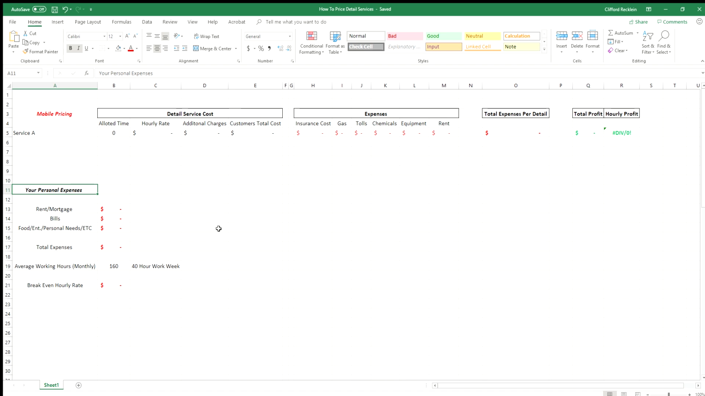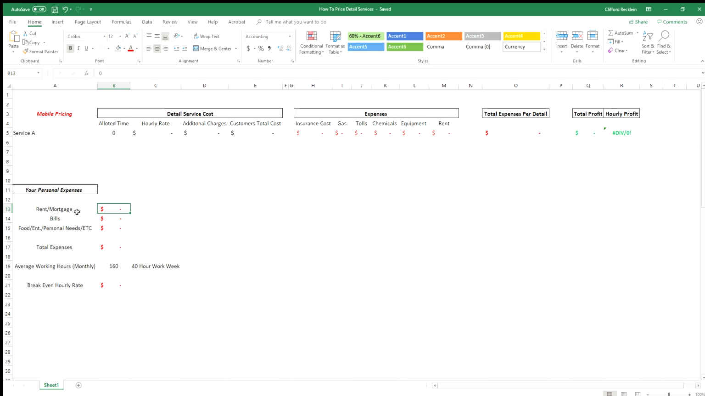How much are we spending every month? So you're going to see here you have your personal expenses, and it's broken down to rent or mortgage, bills, food, entertainment, personal needs, etc. Now there may be other things that go into play for your personal expenses, but this is just more or less a generic way of breaking them down.